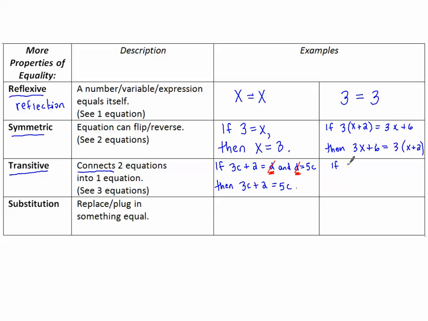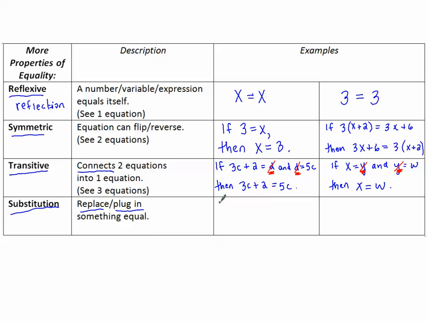To make it a little bit simpler, if x equals y and y equals w, then we connect those first two equations. Notice the y that connects them. We take out the y and we connect the x to the w. So then x equals w. That's the transitive property at work. Finally, the substitution property. We replace or plug in something that's equal.